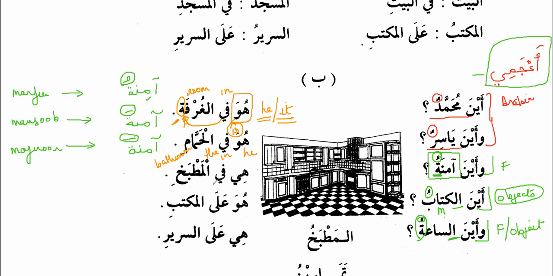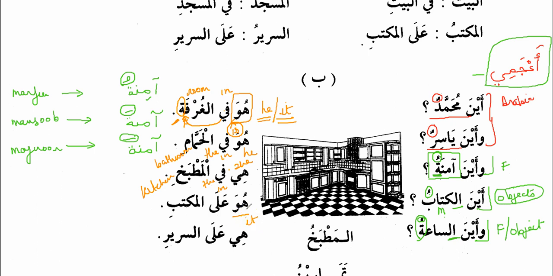And hiya fil matbakh. Hiya means she. Fil, in the. Matbakh means kitchen. She is in the kitchen. Huwa ala al-maktab. Now, from the sentence itself, you will come to know that huwa here means it.